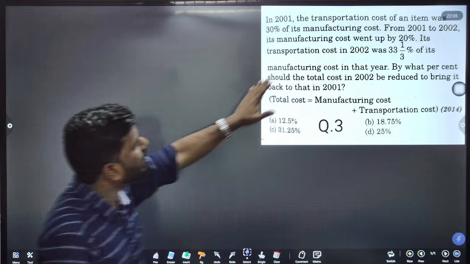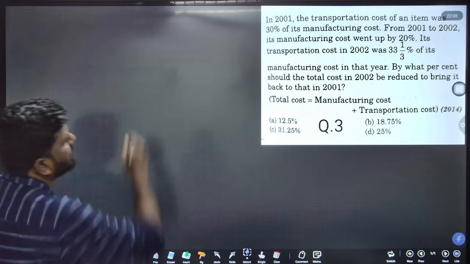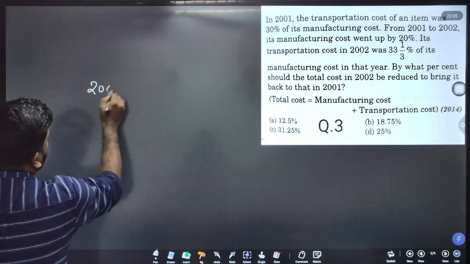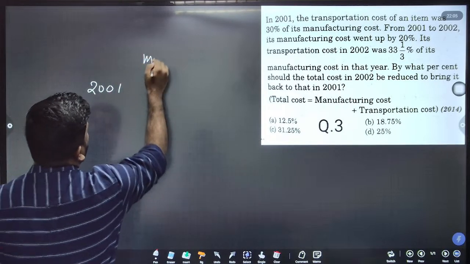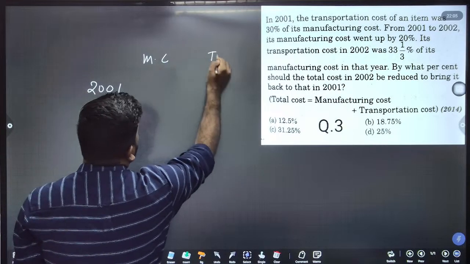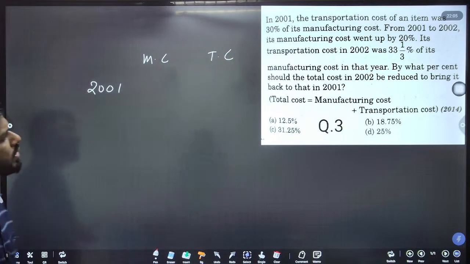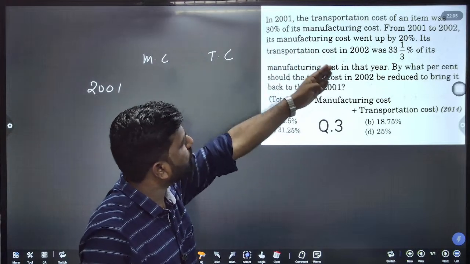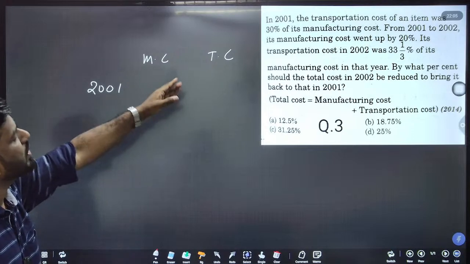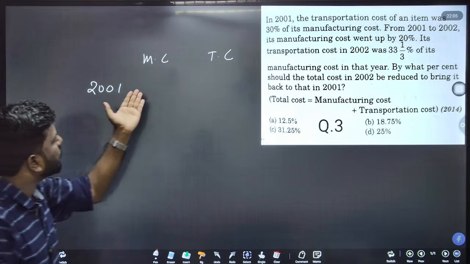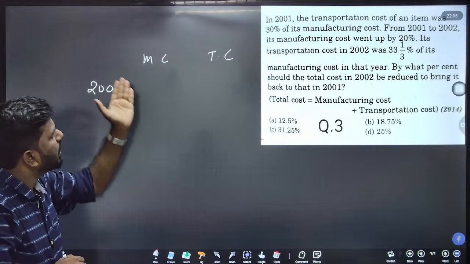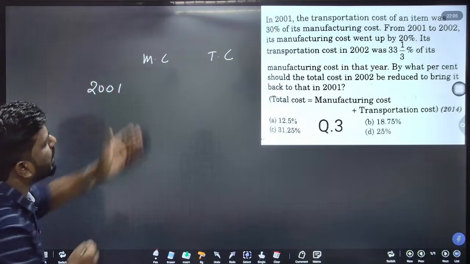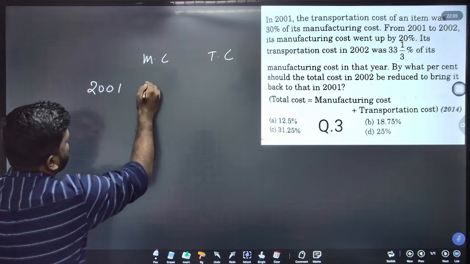So let's try to read the data and write the data exactly from the question. Now this is the case for 2001. For example, this is your manufacturing cost and the second is transportation cost. Will write accordingly. From 2001, in the 2001 transportation cost of an item was 30% of its manufacturing cost. So we need to assume first manufacturing cost, accordingly your transportation cost will be calculated. So let's assume your manufacturing cost to be 100.